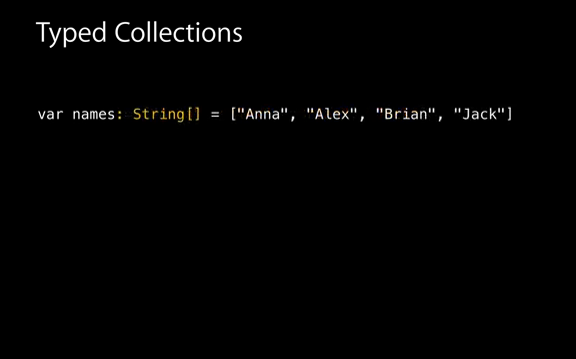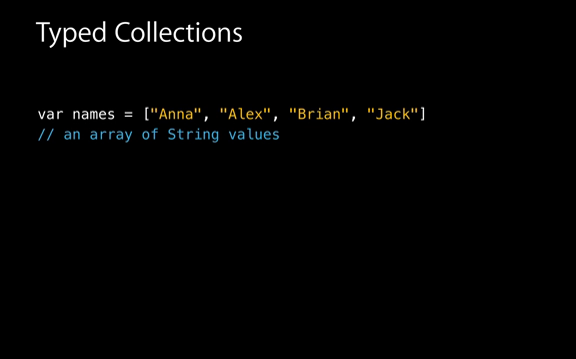We can provide a type annotation. This is how we write an array of strings, string followed by 2 square brackets. And then we can only put strings in this array. But from the thing on the right-hand side here, it's pretty clear that we want an array of strings, just from looking at this literal. And so if we initialize an array in this way, we actually don't need to write the type. Swift can infer it for us. And we still end up with a typed array.